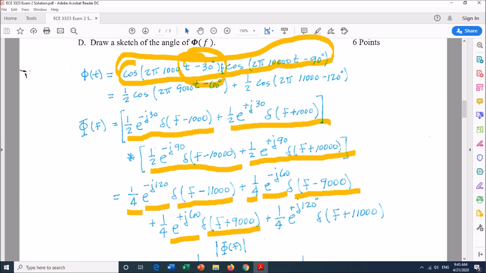I was looking at the wrong equation. Then 1/2 times 1/2 is 1/4. E to the plus j90 times e to the plus j30 is e to the plus j120. Then f plus 10,000 plus 1,000 is delta f plus 11,000. So there are 4 delta functions in the Fourier transform.